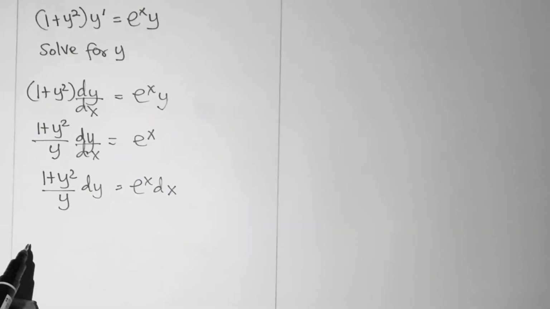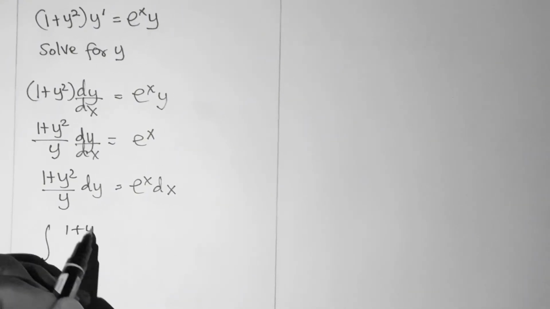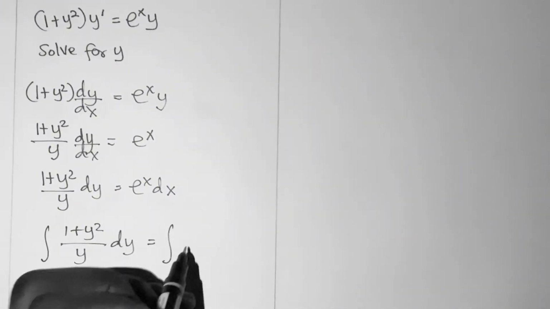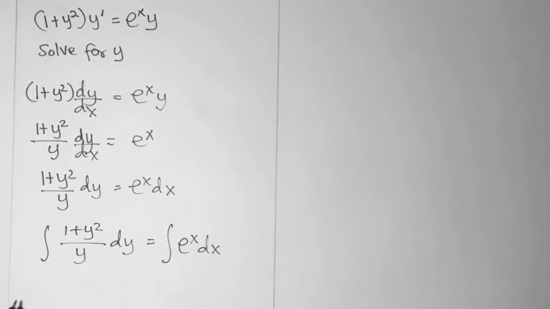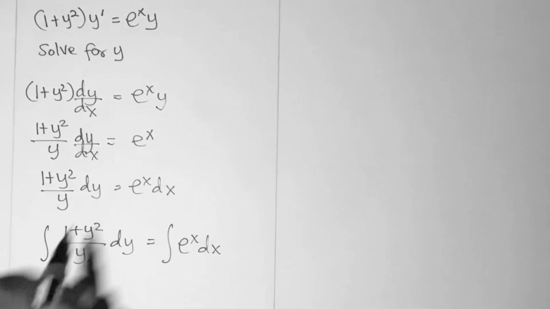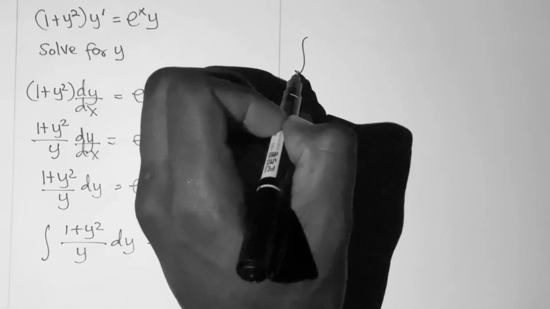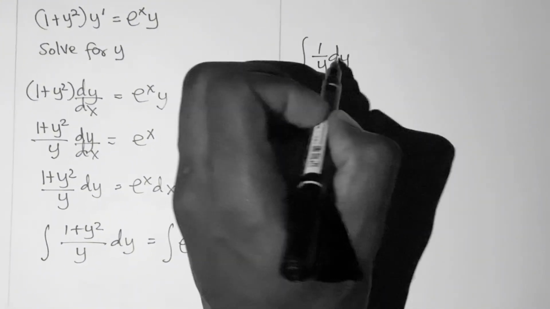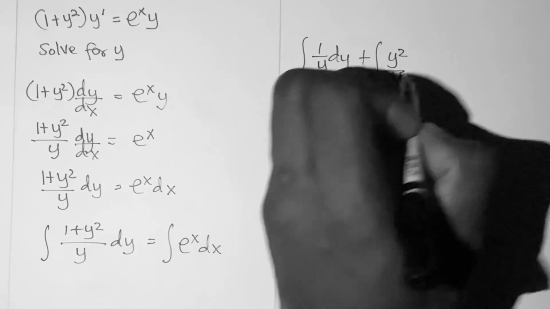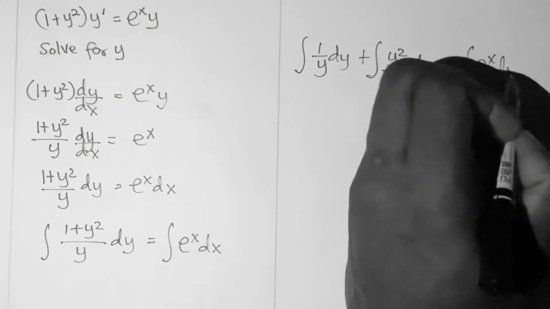So we can go ahead and then do the integration. So the integral of (1 plus y squared) divided by y dy is equal to the integral of e to the power x dx. So let's break this integral into 2. So this integral becomes the integral of 1 over y dy, plus the integral of y squared divided by y dy, equals the integral of e to the power x dx.